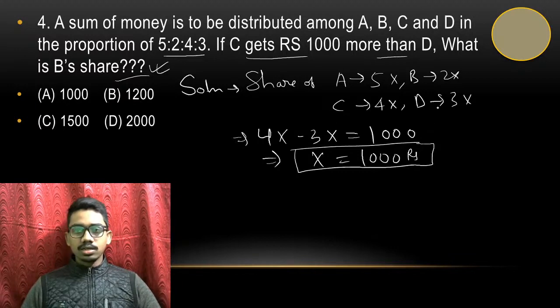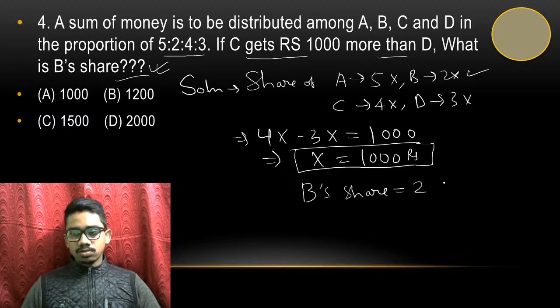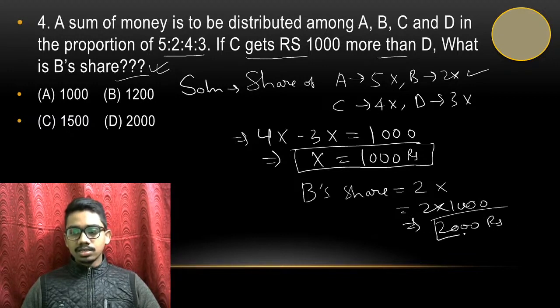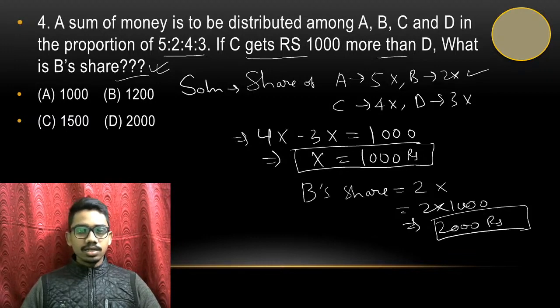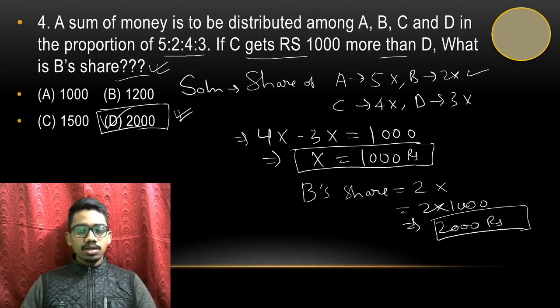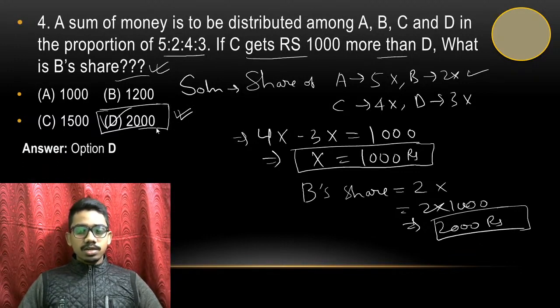So how can you calculate the value of B? What is B's share? So B's share is 2x, that is 2 into 1000, that is 2000 rupees. That is the correct answer. That is option number D is the correct response to this question. All those who have answered D, you all are correct. Very good. Okay, so I hope you all understood this question. Correct answer is option number D.